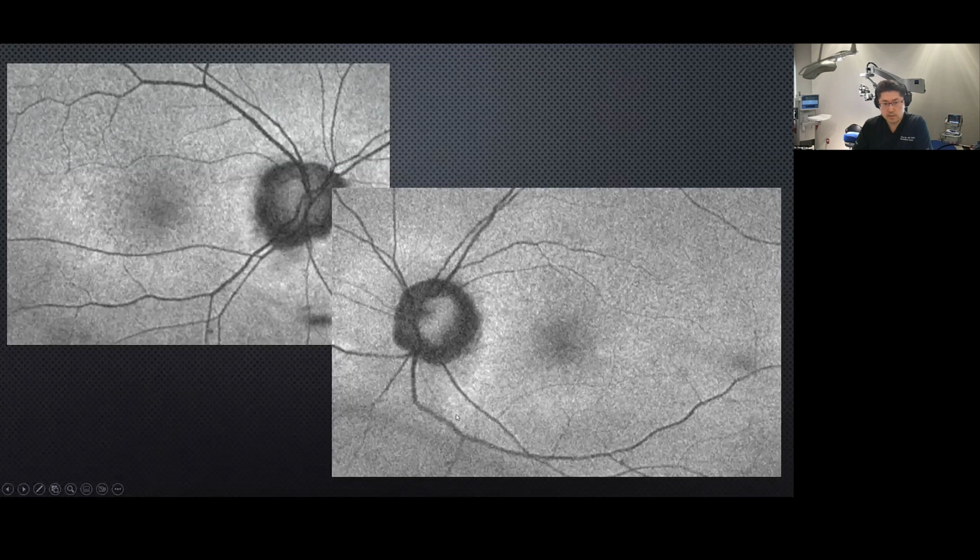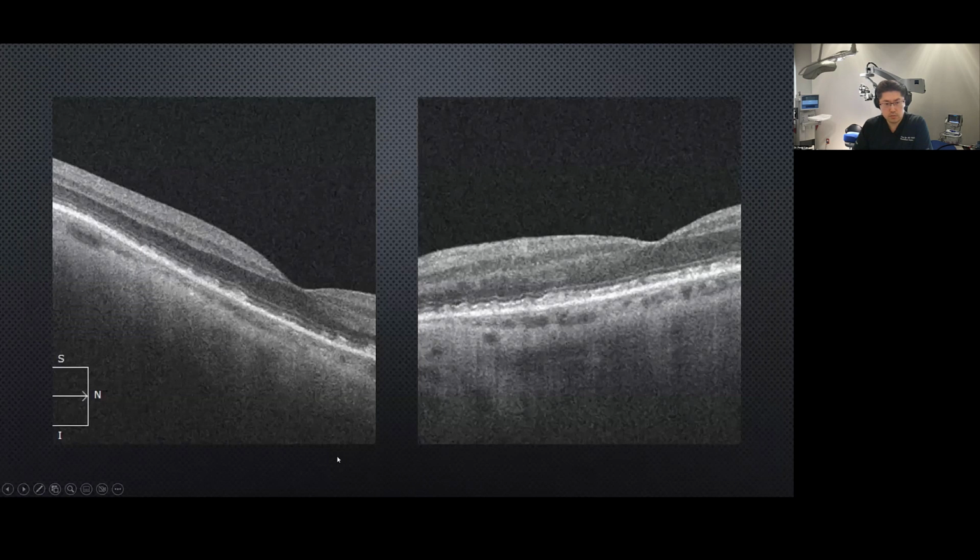On autofluorescence, you see these yellow flecks become hypo-autofluorescent. And of course, we're going to scrutinize our OCT. Now, what do we see?